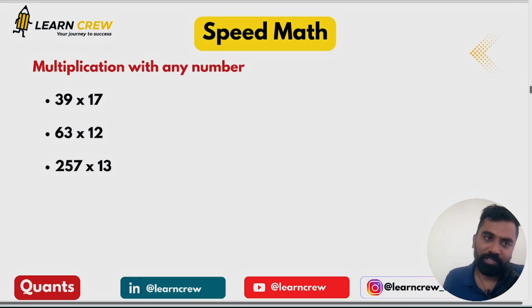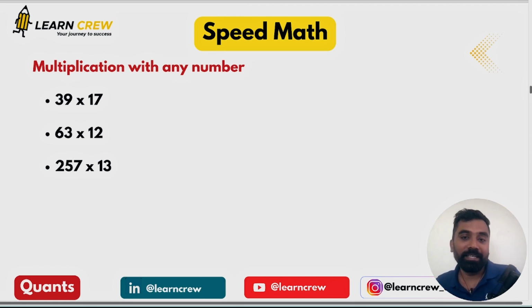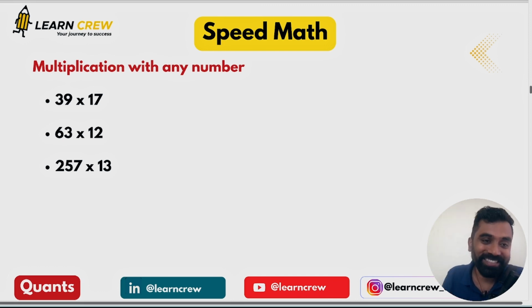Multiplication with any number. So what do I do when it is any number? This is what I find the most difficult or challenging part. Now I am assuming that you know your tables from 1 to 20. It is mandatory. Your squares from 1 to 25, cubes from 1 to 10, mandatory. If you know this, most of the things can be solved much more easily.